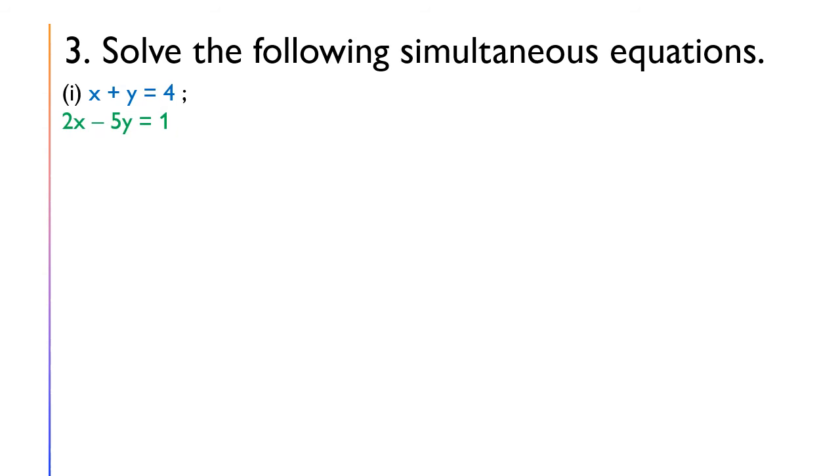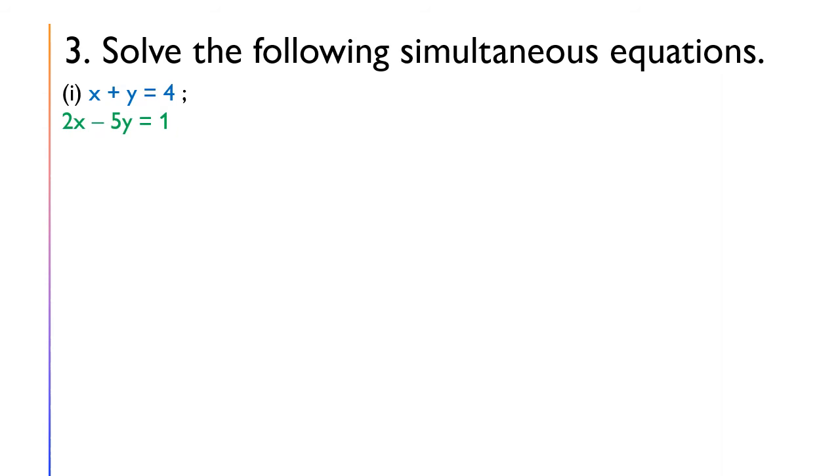The two equations given here are x plus y is equal to 4 and 2x minus 5y is equal to 1. So now I will choose either x or y, and I will turn the coefficient of that variable in both the equations the same. Okay, the coefficient will be same. Now here, if I look carefully, I have to do two things.